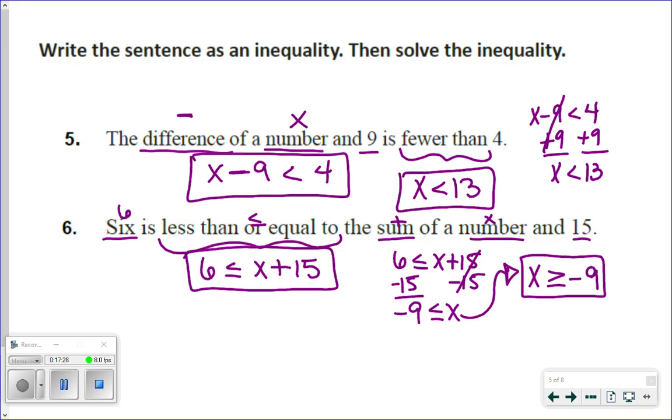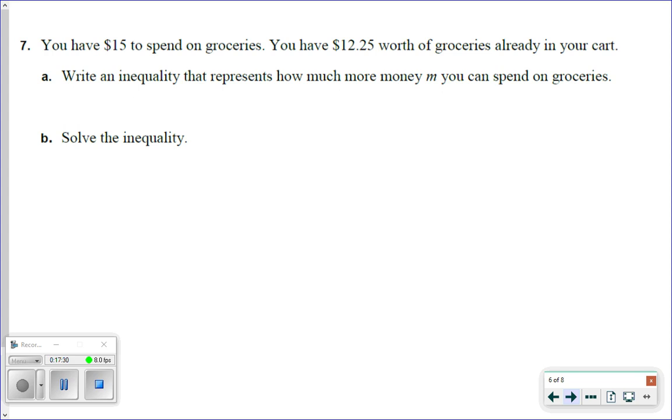Okay, so now that we're warmed up on translations, let's solve a couple of word problems. On number 7, you have $15 to spend on groceries. You already have $12.25 worth of groceries in your cart. So that's already done. We want to write an inequality that represents how much more money you can spend. Okay, so you're already planning to spend $12.25. The question is, how much more?